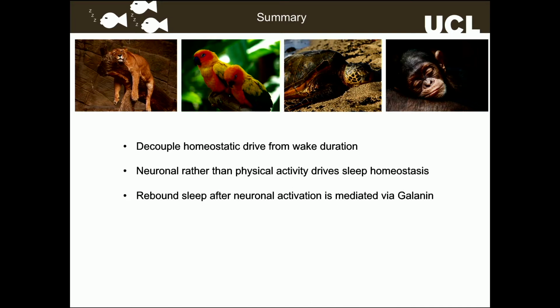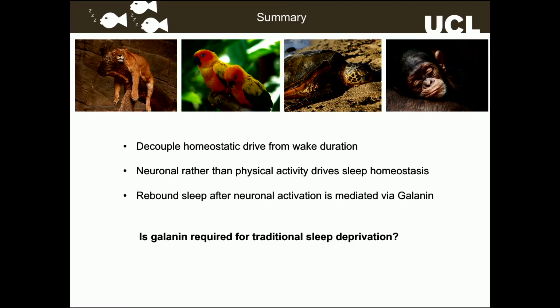So basically, I hope what I have shown you is that we are able to decouple homeostatic drive from wake duration, and can actually show that neuronal activity itself seems to be a very strong driver of sleep homeostasis, whereas physical activity is not such a good predictor. So it's actually important not only that you're awake, but also what's going on in your brain while you're awake. And we think that this rebound sleep that we can generate is mediated via galanin neurons.